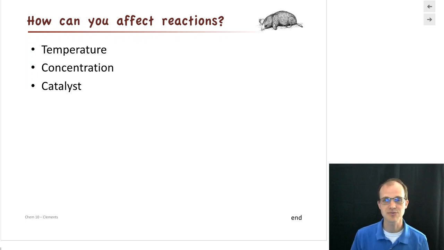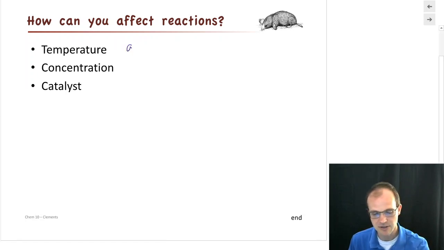Well, it turns out there are three primary ways that we affect the rate of reactions, whether they go fast or whether they go slow. And they are temperature, concentration, and catalysts. And we're going to talk about each of those individually. Temperature. If you remember, temperature is a measure of kinetic energy.